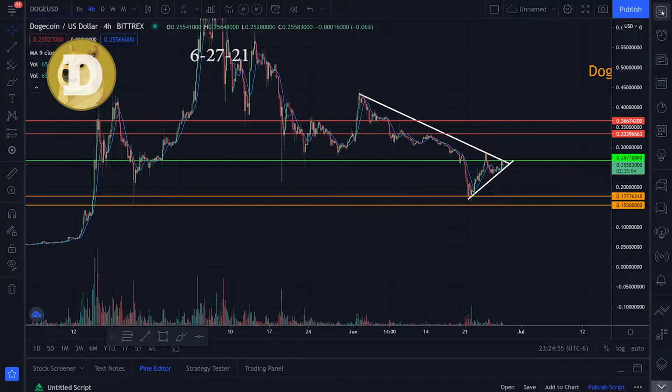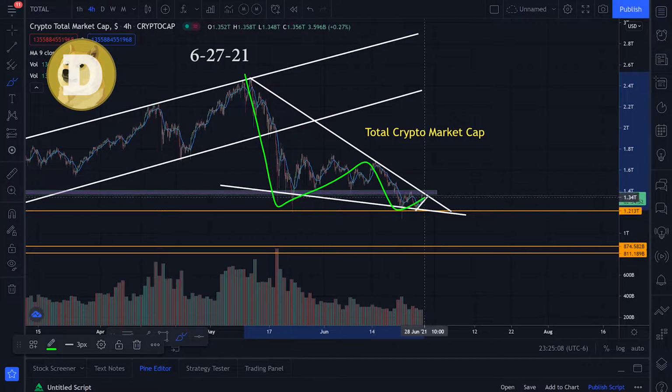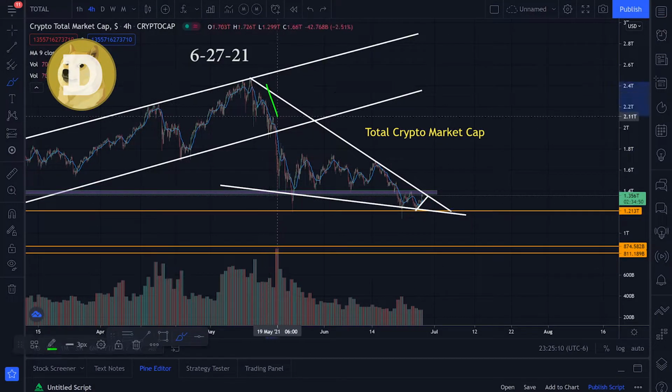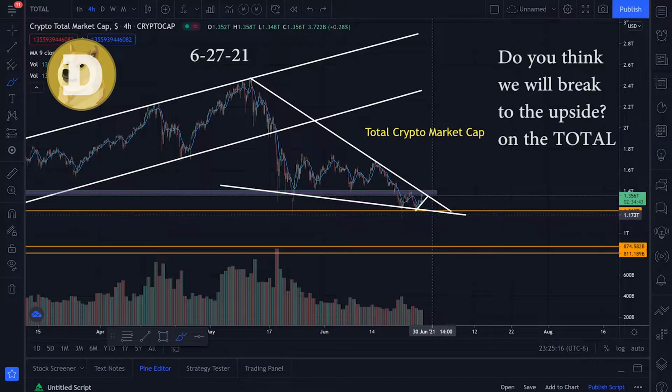If we check out the total crypto market cap, you can see we have this slightly falling wedge kind of pattern going, something like that, maybe a triangle pattern. I don't know, it kind of looks slightly falling wedge-ish. What do you guys think? Let me know in the comments.